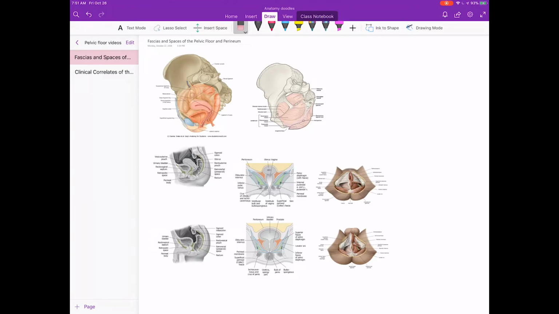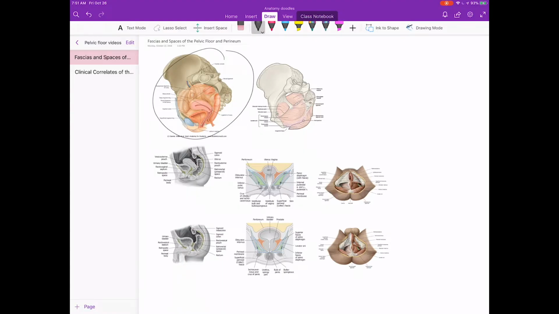Hi everyone, in this video we are going to talk about the fascias and spaces of the pelvic floor and perineum. And I'll do my drawings on these figures, which are primarily from Thieme and also from Gray's Anatomy for Students by Drake. In the upper left image over here, this is an oblique view of the female pelvis, which gives us a nice quasi three-dimensionality of the structure.